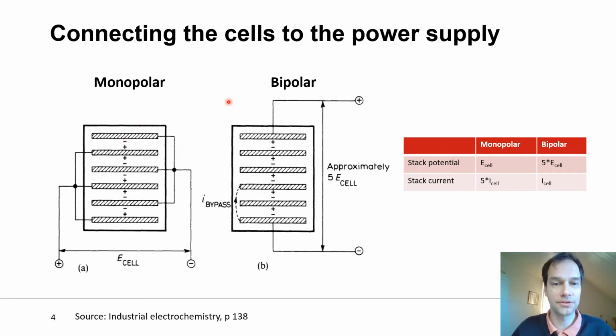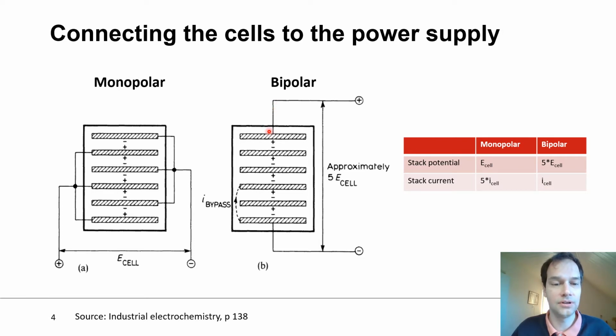In a bipolar configuration, you have a different setup. You only make the connection at the end of the stack. For example, you start here with the cathode, and then you get to the first cell. So here there is the anode, and the other side of that anode then acts as a cathode again. And in this way you continue until you reach the other side of the stack.